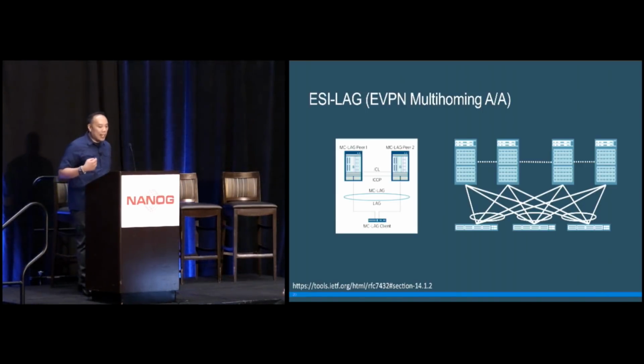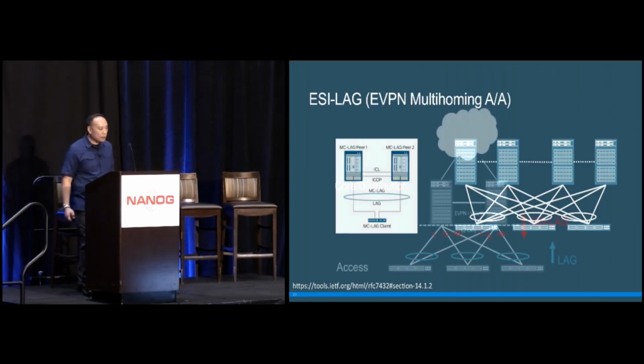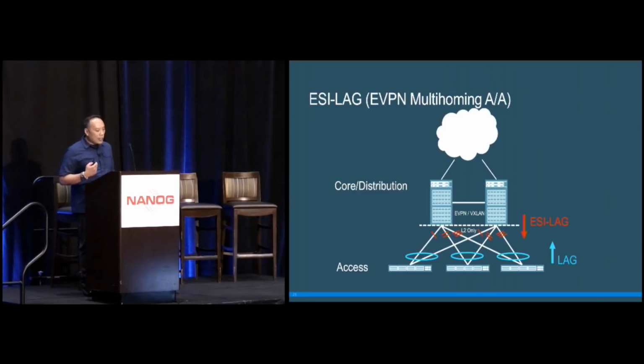Now, ESI lag is a bit of a different concept, so let's dive in a little bit more. All ESI configuration happens at the core distribution layer. Again, nothing special at the access. From the access point of view, it's just a normal AE interface, port channel lag. Think of these as unidirectional lags. From the access, it just sees a lag interface going up. Doesn't matter which core it hits to get the traffic out.